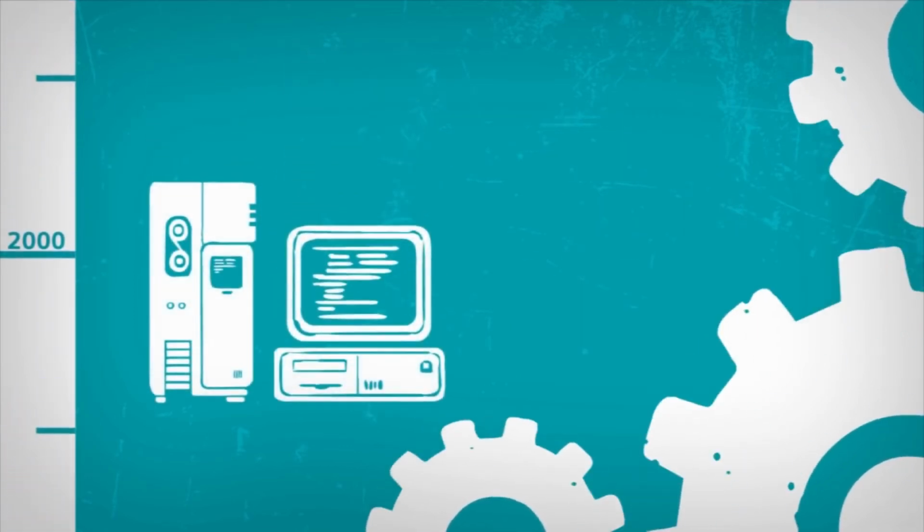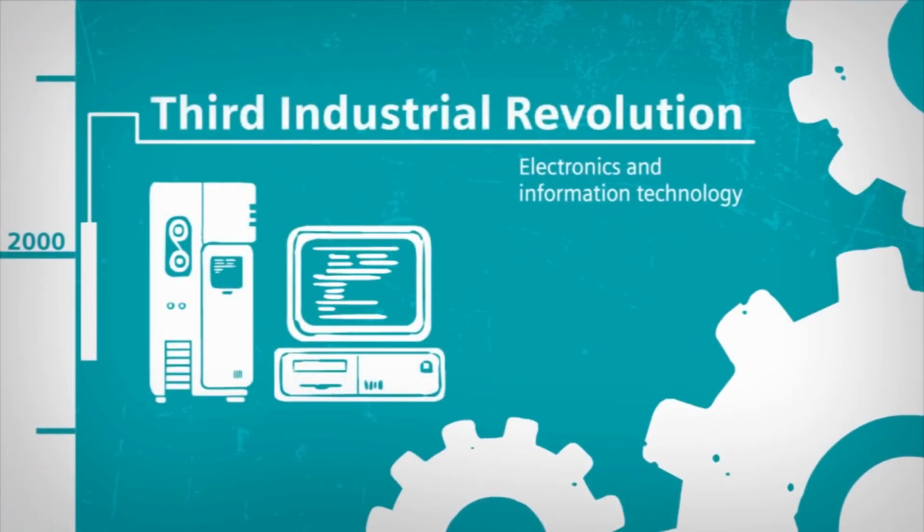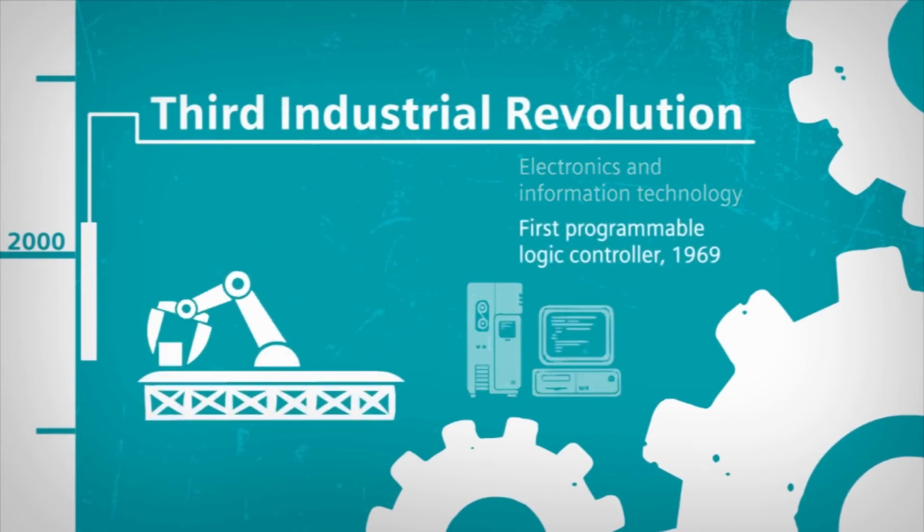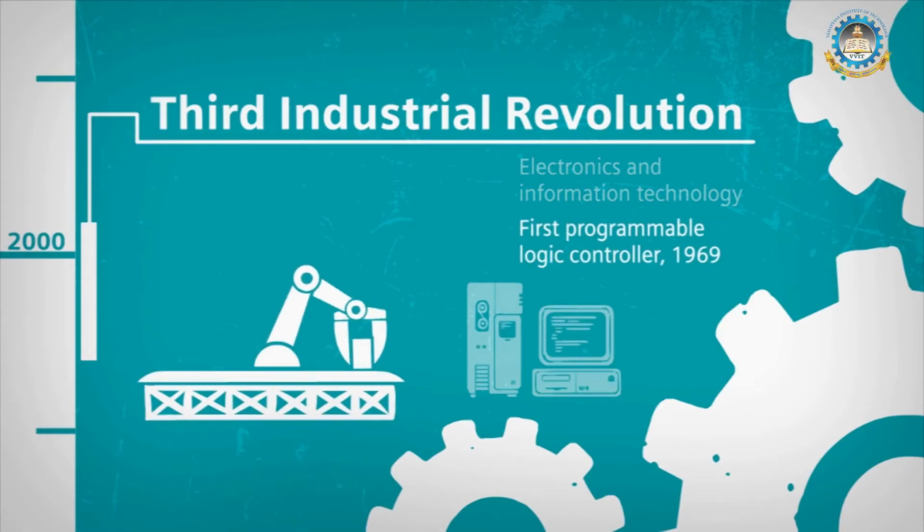In the mid-1970s, electronics and IT began to expand rapidly into industry. Siemens developed the first SIMATIC. Production became increasingly based on computer-assisted controls.